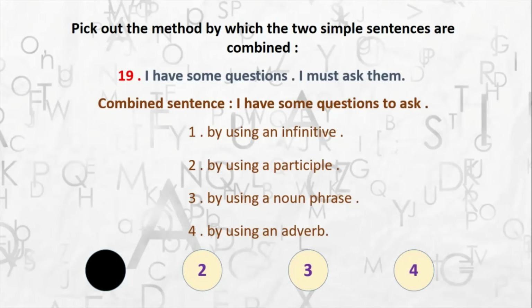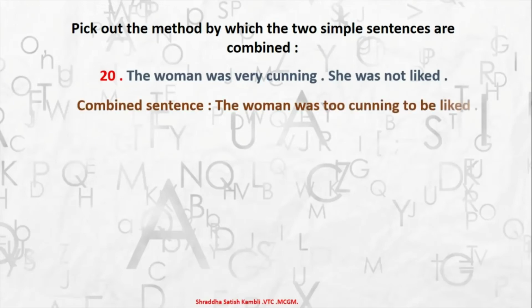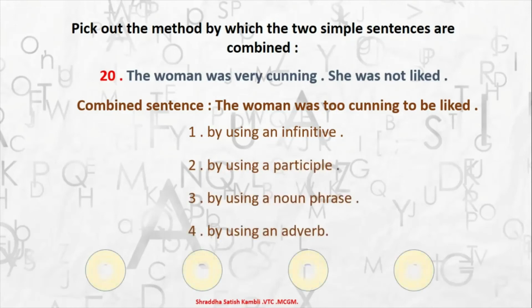Okay, coming to the last example in this pattern. The woman was very cunning. She was not liked. So this is the combined sentence. The woman was too cunning to be liked. So what have you done? Have you used an infinitive, a participle, a noun phrase, or an adverb? What have you used? You have made use of an infinitive. To be liked, okay, is an infinitive. So this was the second last pattern, children.